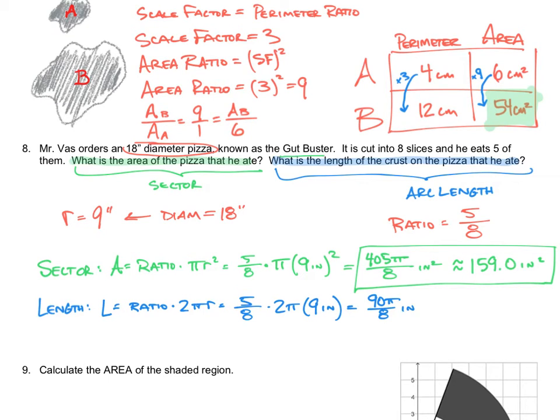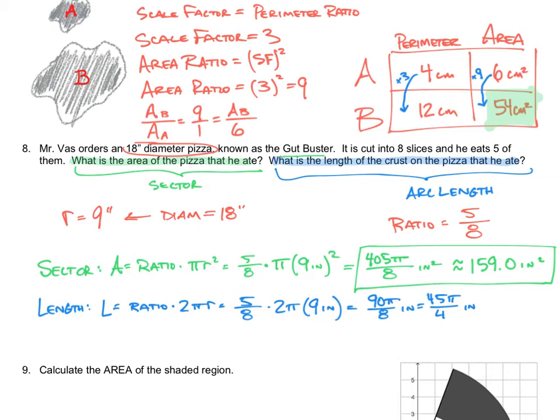Well, 90 over 8, I think I can reduce that. Both of those are even numbers, so I can divide them both by 2. 90 divided by 2 is 45. 8 divided by 2 is 4. So this becomes 45 pi over 4 inches.